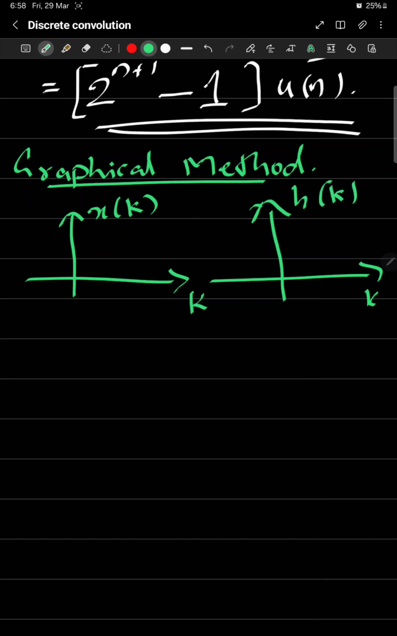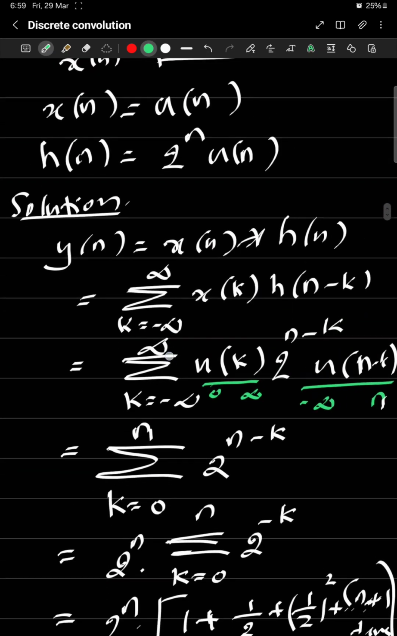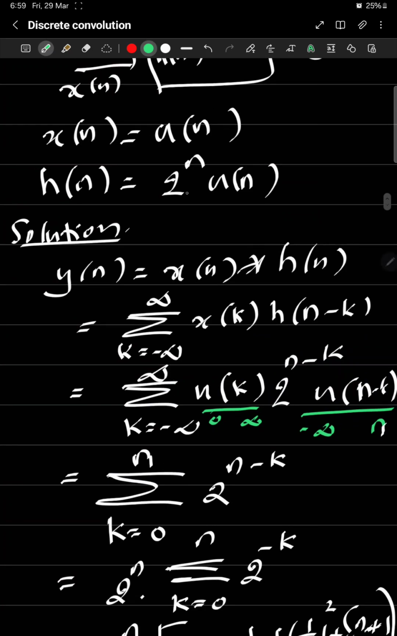As we know, x of k convolution h of k is the same as h of k convolution x of k. Whichever signal is flexible to fold, you take it as the second signal. So in this case, let me plot the two signals first. You'll have u of k and 2 raised to k into u of k. One is u of k, and the second is 2 raised to k into u of k.